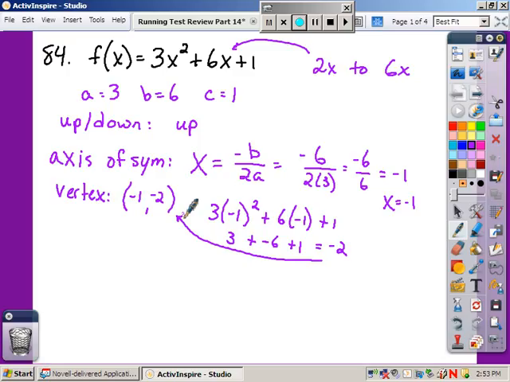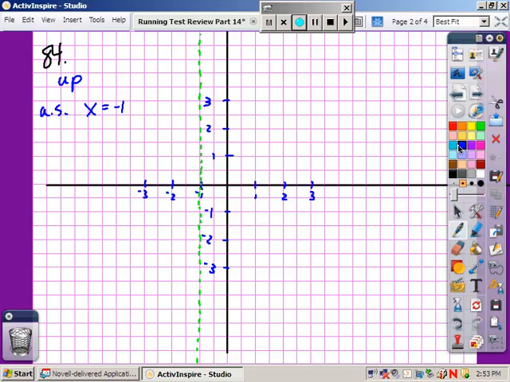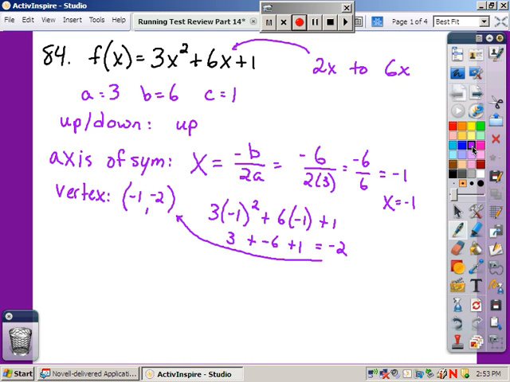So we can go back to the graph. Now we can say we know our vertex is negative 1, negative 2. And you can go ahead and plot that. Negative 1 and down to right here. Okay, and then we go back. And our last step is the y-intercept. We know the y-intercept is equal to c, so we can say our y-intercept is equal to 1.